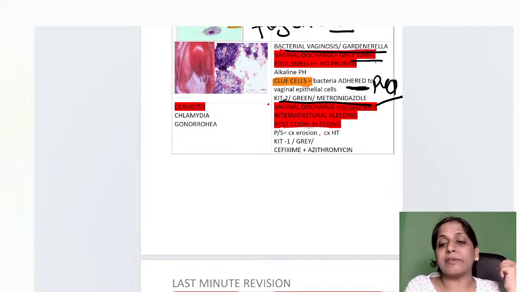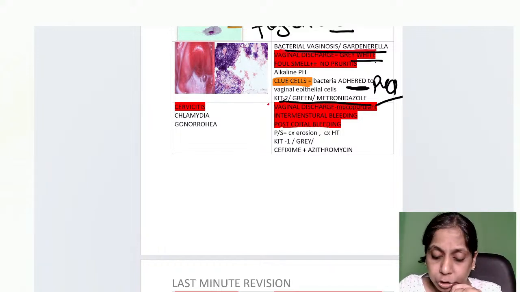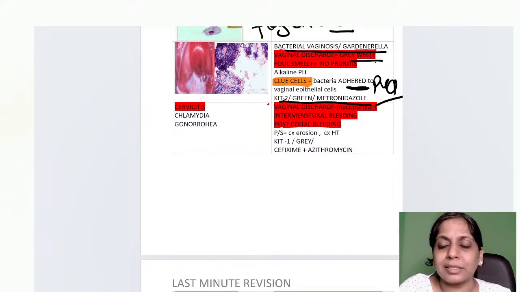Here also, because it is a vaginal discharge, we give kit 2 which is green in color and the specific drug is metronidazole. Okay, so cervicitis, there are two organisms which cause cervicitis, but the thing which they want to ask you in addition to the vaginal discharge.